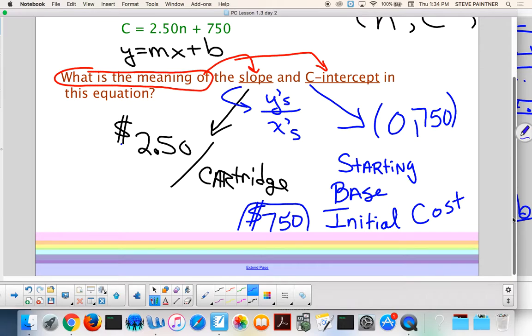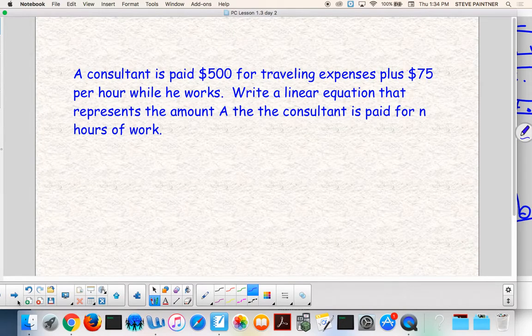Okay, done with that slide. You okay? Do the next. Each slide gets a little harder. Okay, this one, this is what they want you to do. Write an equation. Go.